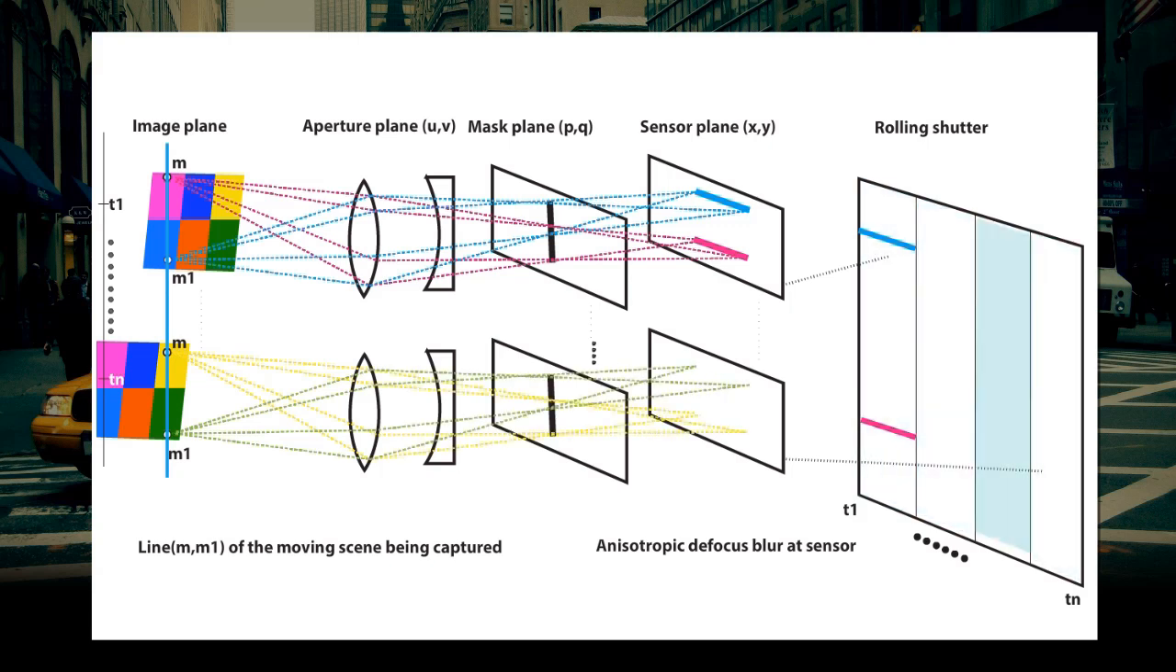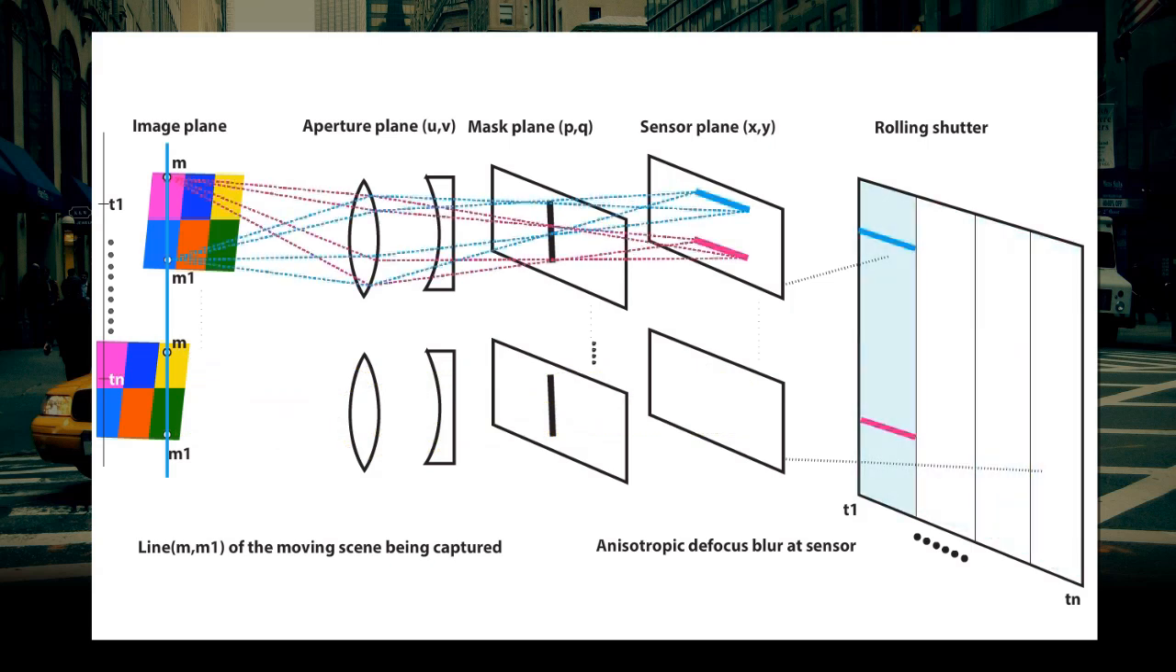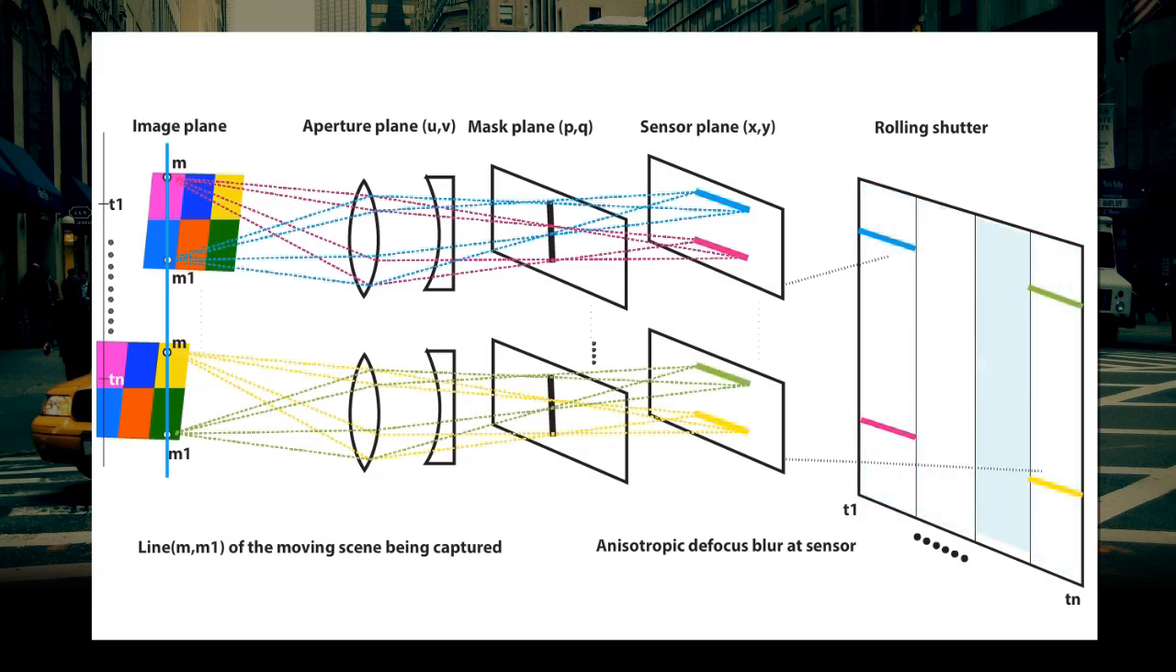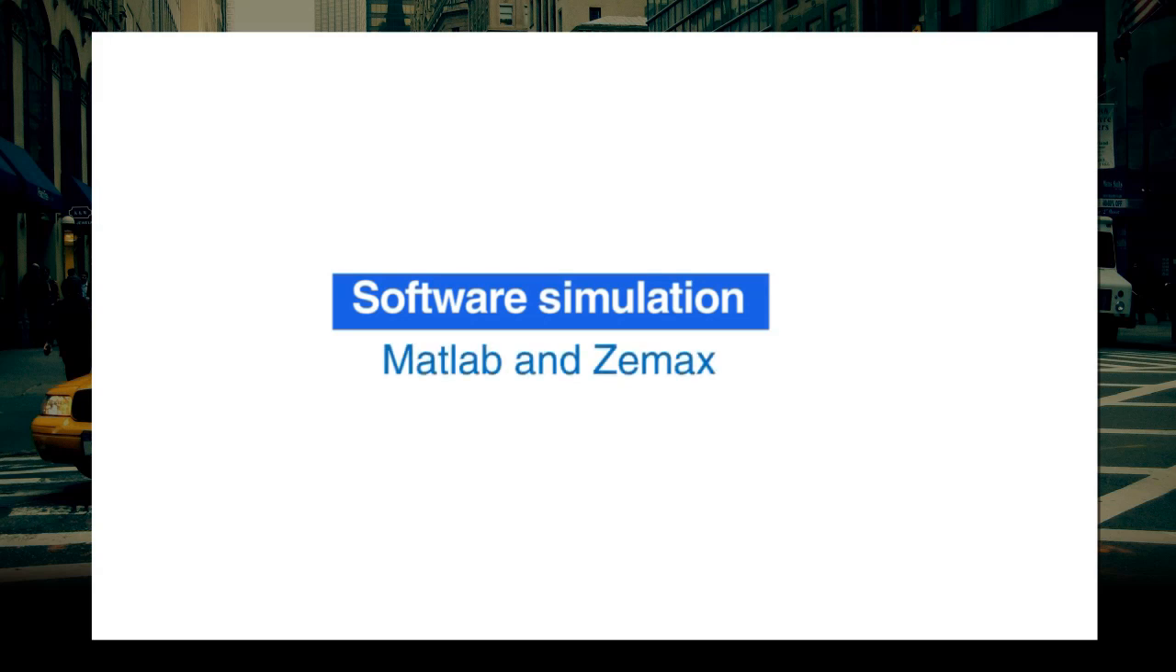At time instance t1, a line MM1 cutting across pink and blue regions of the object is captured at the first column of the rolling shutter sensor. At time instance tn, the object has moved and the same line MM1 now cuts across yellow and green regions of the object, and it is captured at the last column of the sensor. This is possible because rolling shutter reads different columns at different time instances. Our software simulations were done in MATLAB and Zemax.